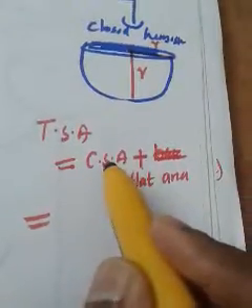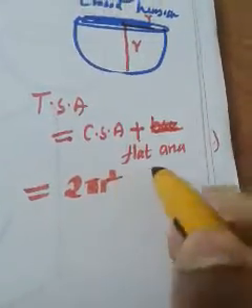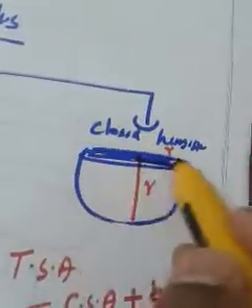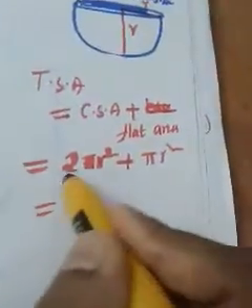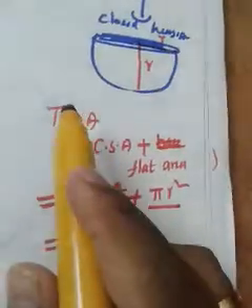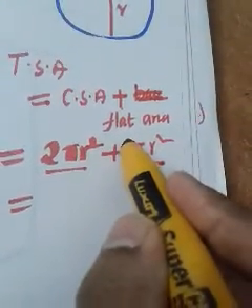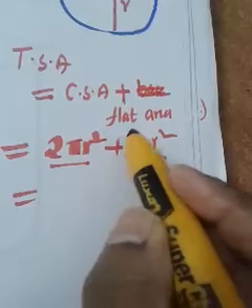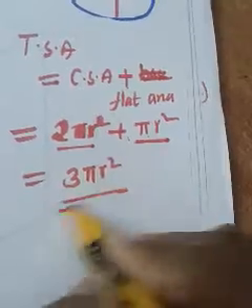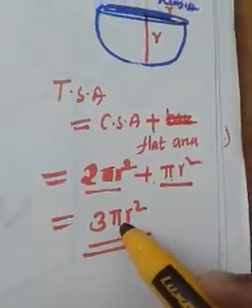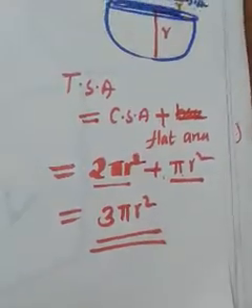Which is the formula for calculating the curved surface area? We already calculated it in the previous case. That was 2 pi r square. We just said it. Plus flat area. The flat portion is in the shape of a circle. What is the area of a circle? Pi r square. So 2 pi r square plus pi r square will give you the total surface area of the closed hemisphere. Pi r square is actually 1 pi r square. So 2 pi r square plus 1 pi r square is 3 pi r square. This is the formula for calculating total surface area of a closed hemisphere. The formula is given by 3 pi r square.